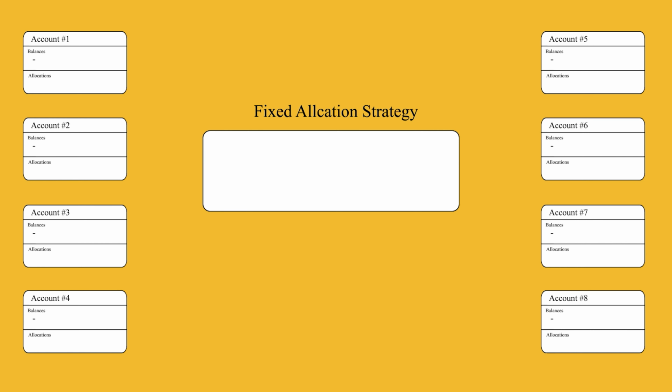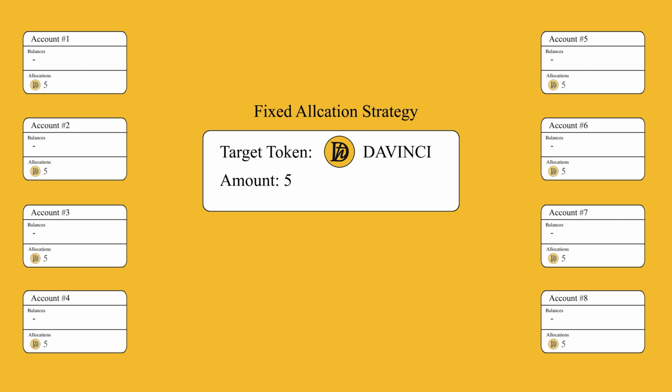Here's how it works. You select the token you want to allocate. For example, if you choose DaVinci tokens and set the amount to 5, every filtered account will receive exactly 5 DaVinci tokens. No more, no less. This is ideal when you have at least an estimate of the number of filtered accounts and want to give everyone the same amount, such as in an airdrop where all eligible participants get equal shares.